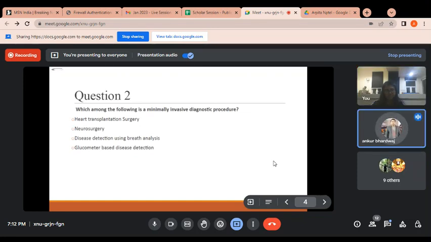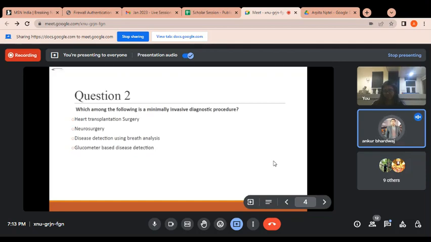Because we are just minimally involving some device to measure the breath. But it is outside of the body and we are only detecting the breath, no? So why is it minimally invasive, why is it not invasive? Okay, I think you're right.